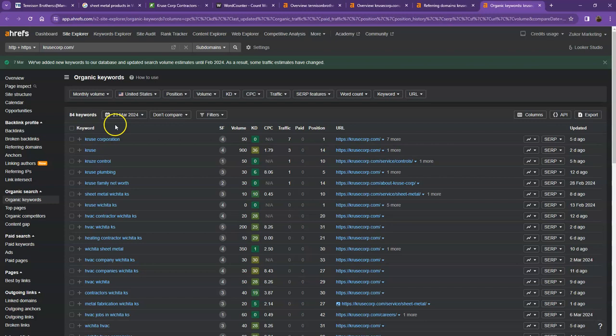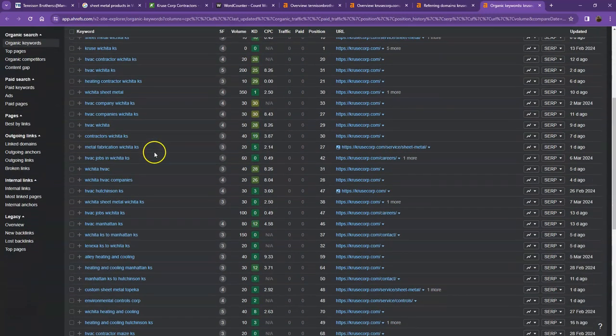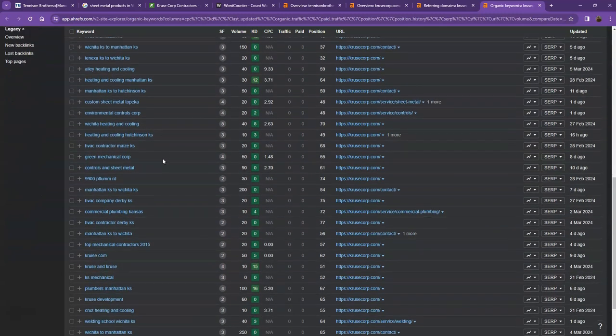Next are the organic keywords. So these are all the keywords they have listed on their website. So when customers search for these specific words, their website will show on top of the list.